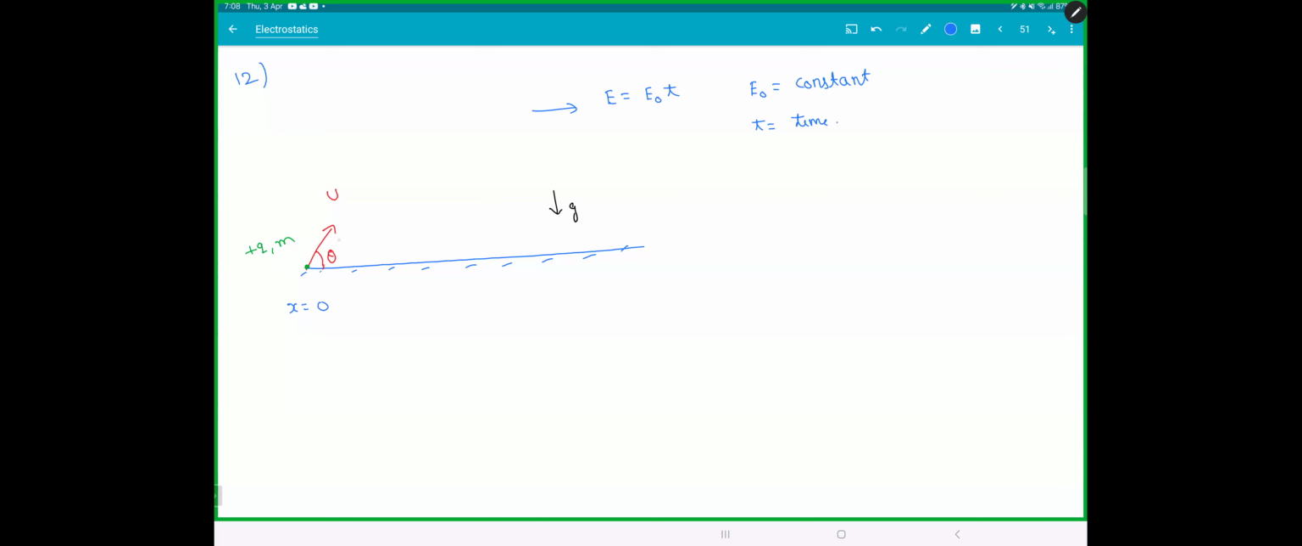You're getting it. So as this guy is flying, there are two forces acting on it, isn't it? mg, and also you have E times q. So there's a horizontal force also pushing it forward. Find the time of flight, find the maximum height, and find the range.